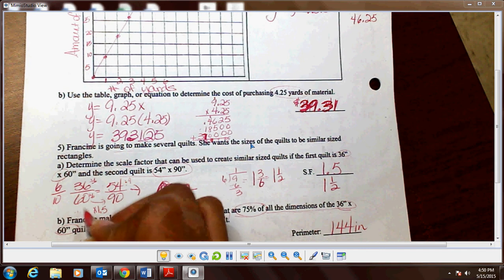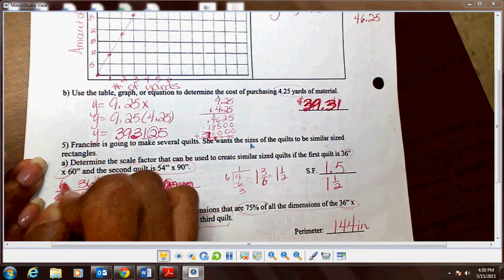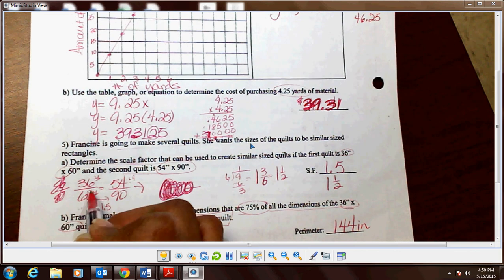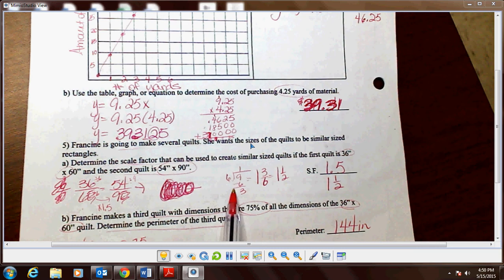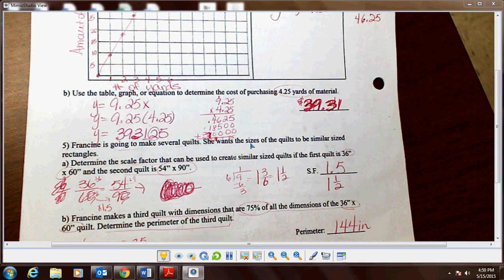Oh, never mind. What I actually did, I did not simplify. I just crossed off these zeros. And then I divided 6 into 9. So 6 into 9 went 1 and 3/6 times, which is 1.5. So that means if I multiply 6 times 1.5, I'm going to get 9. If I multiply 36 times 1.5, I'm going to get 54. If I multiply 60 times 1.5, I'll get 90. So that's why 1.5 is your scale factor.